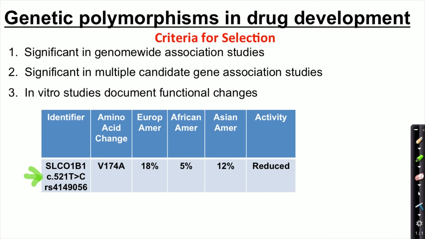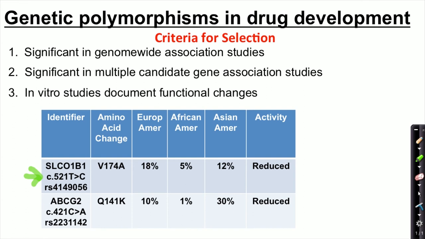So that's the first one, and I'll describe that in a little more detail. The second one that I'm going to be describing today is ABCG2. Again, this is breast cancer resistance protein, BCRP. Here we again have a coding change, c.421, a C to A change. There's the RS number. That also results in an amino acid change, glutamine to lysine, Q141K. And as you can see, the allele frequency is very high in Asian Americans, and these are East Asians, at around 30%, and lower in other ethnic groups. And that ABCG2 variant also is associated with reduced function.